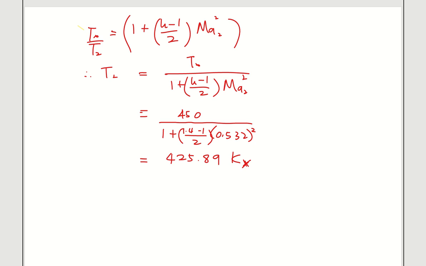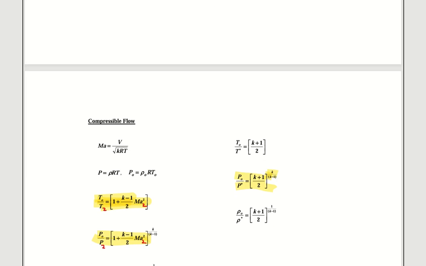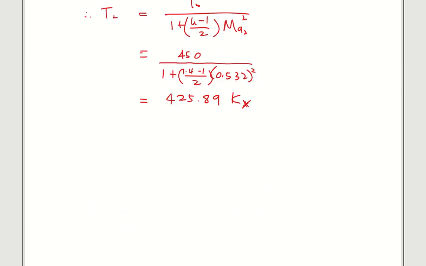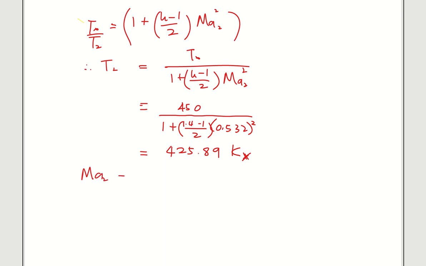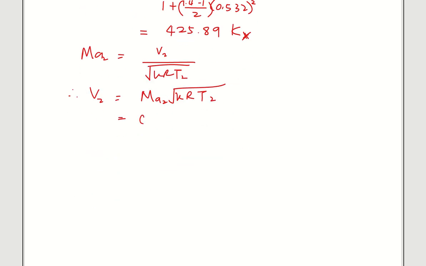And then question 3 asks you to find V2. So basically, if you go back to the equation, since you already have Mach number, you already have temperature, you should be able to get V2. So we just rearrange the equation. So Mach number 2 is V2 over square root of KRT. Therefore, V2 is Mach number 2 times square root of K R T2. So Mach number is 0.532 times with K is 1.4.